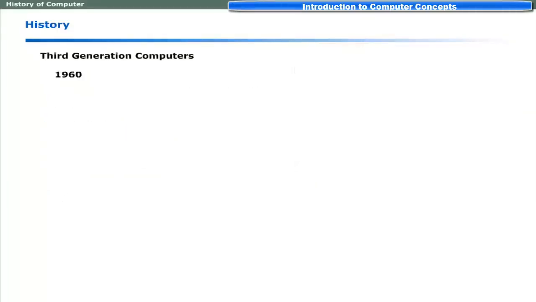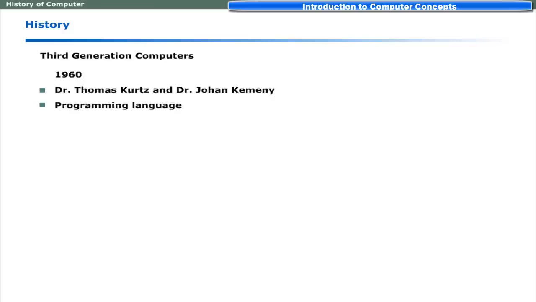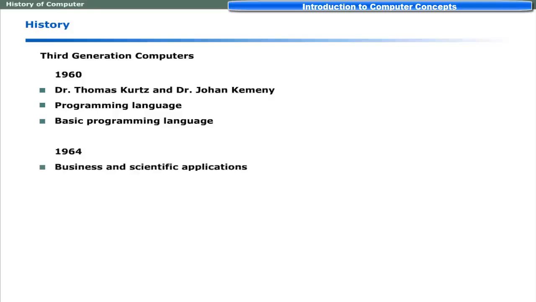In 1960, Dr. Thomas Kurtz and Dr. John Kemeny started developing a programming language and introduced the BASIC programming language in 1964. It became a popular programming language for business and scientific applications. BASIC was supported on many types of computers.